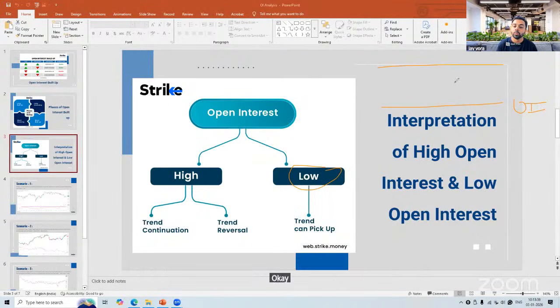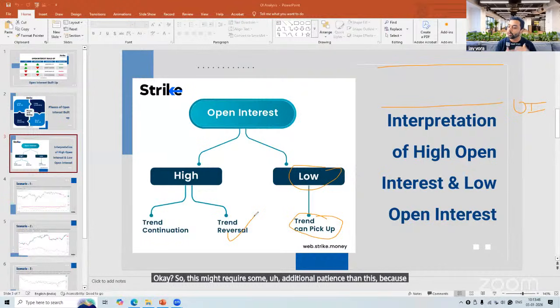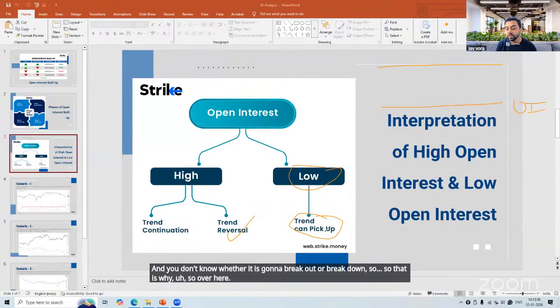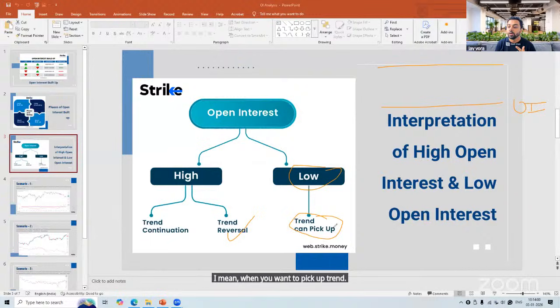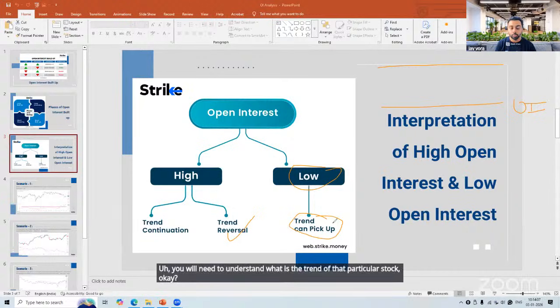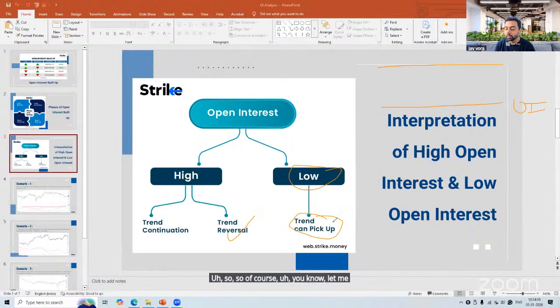This might require some additional patience, because over here, though you know what the trend is and what people are doing, here it will be a mystery, and you don't know whether it is going to break out or break down. So when you want to pick up a trend, you will need to understand the trend of that particular stock. Of course, let me explain with an example to get it better.